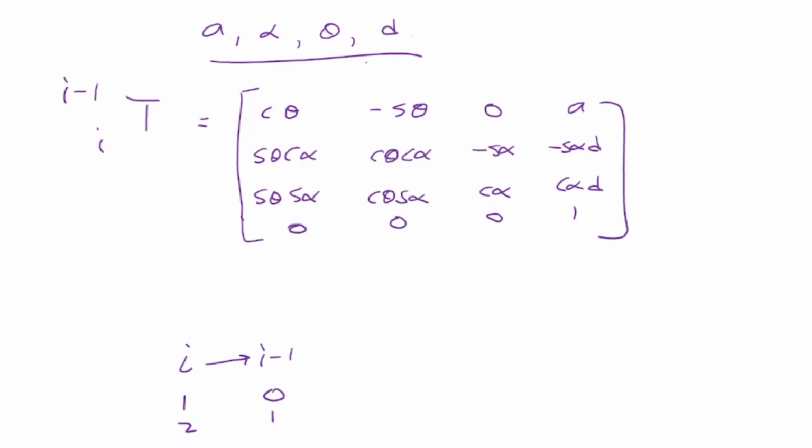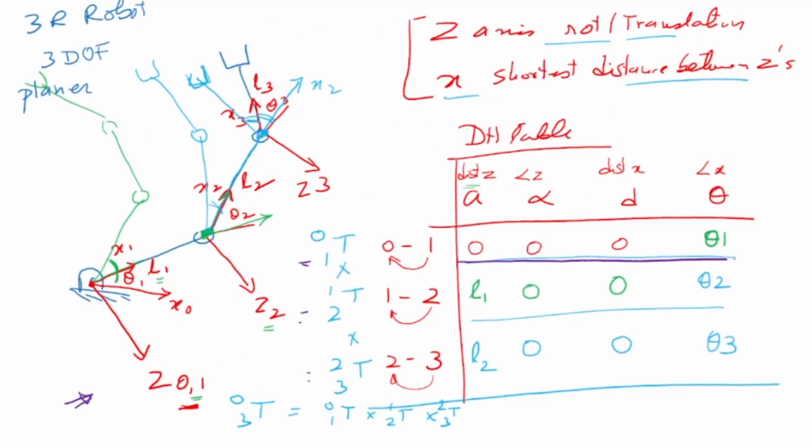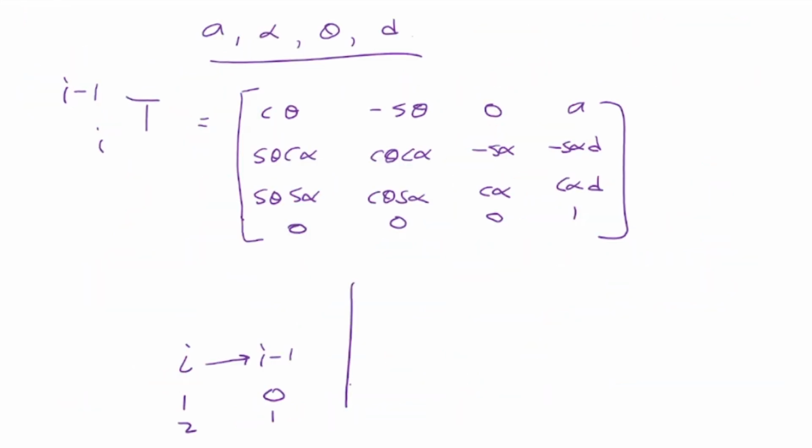Now, the use of this is I can take each of the rows of the DH table. I can take this 0 0 0 theta 1. This relates axis 1 to axis 0. So I can take 0 0 theta 1, put it into that matrix, and get my first transformation matrix for that manipulator.